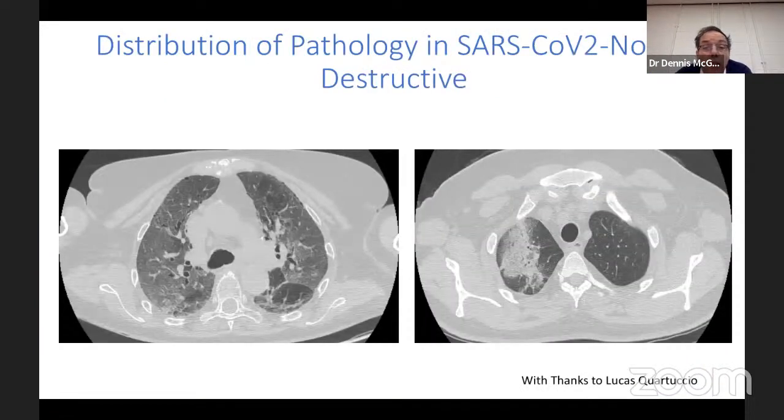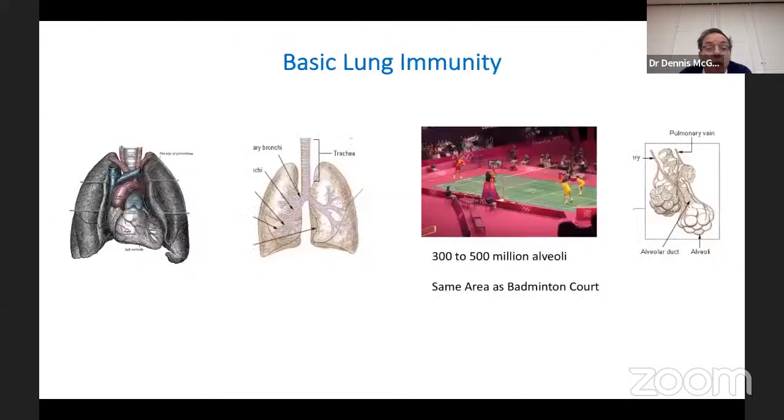So obviously COVID-19 causes an alveolitis. So it's right in the alveolar territory. This is from my friend and collaborator, Lucas Catercio, in the north of Italy, who sent me this picture at the start of the pandemic. And you see it's very much a ground glass alveolitis without tissue destruction. And basically the pathology of the pneumonia is played out in the alveolar territory, which is up to 500 million alveoli, which covers the same area as a badminton court.